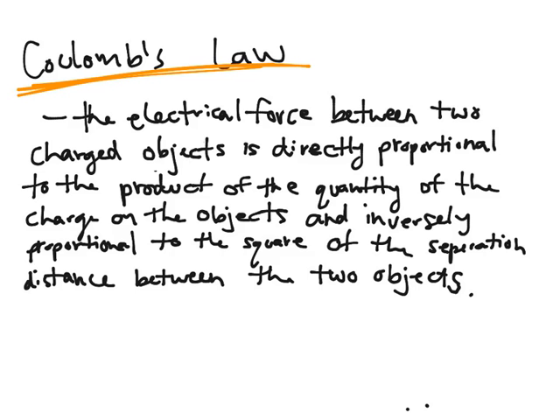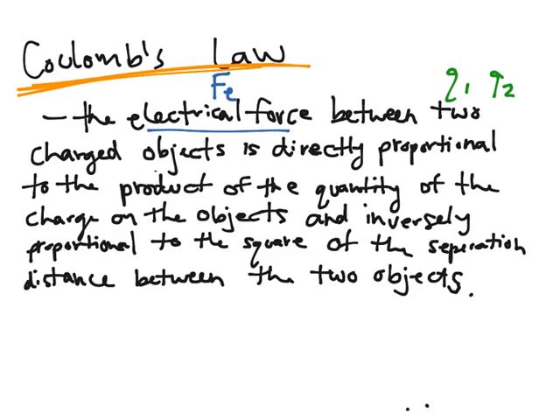So Coulomb's law can be formally stated as the electrical force between two charged objects is directly proportional to the product of the quantity of the charge on the objects and inversely proportional to the square of the separation distance between the two objects. To break that down a little bit, the electrical force, that would be this, the electrical force between the two charged objects. This would be Q1 and Q2.